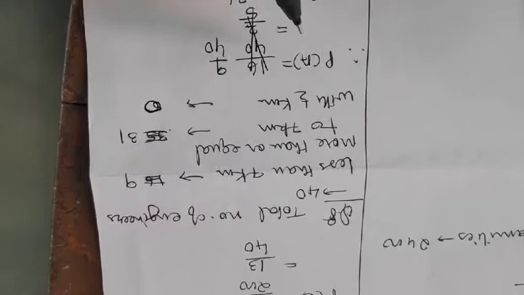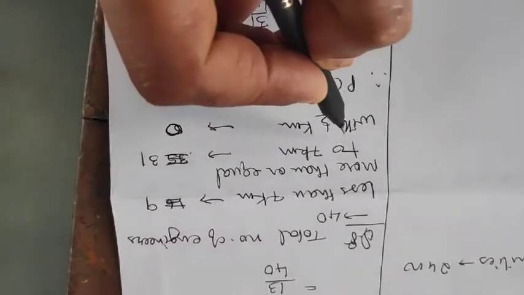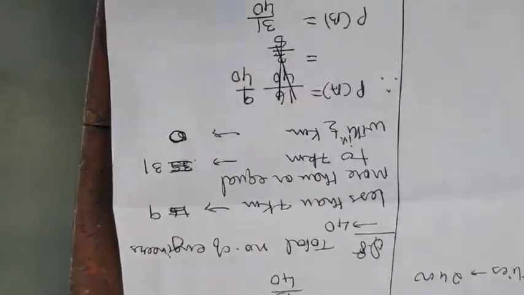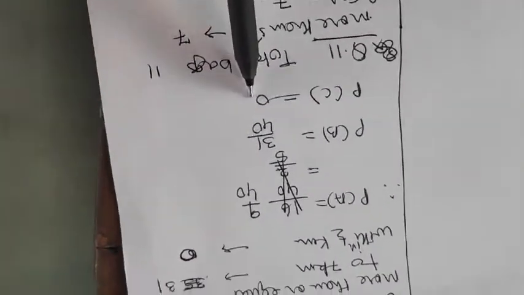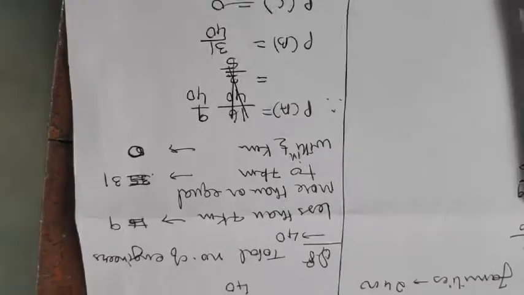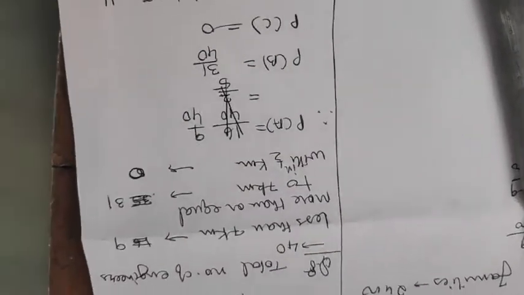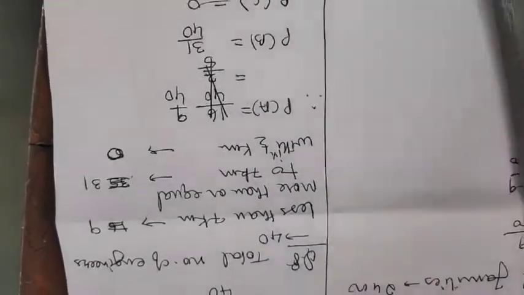Okay, so within half kilometer, there are none. So 0. So it will be 0 upon 40 will give you 0. So did you understand that 8th sum? Clear? This is how you work out the 8th sum.